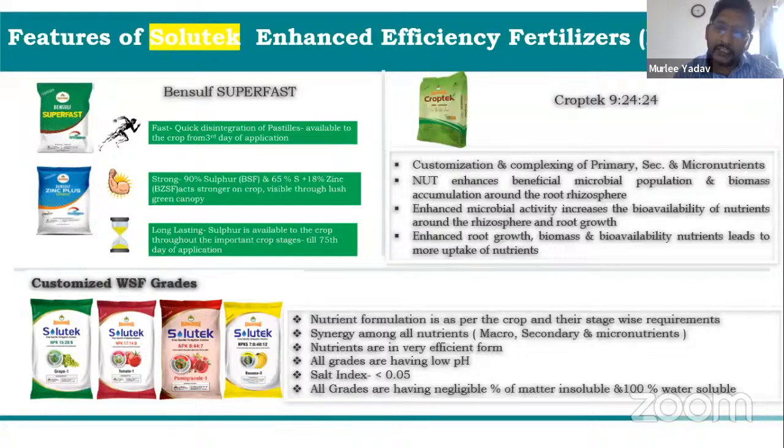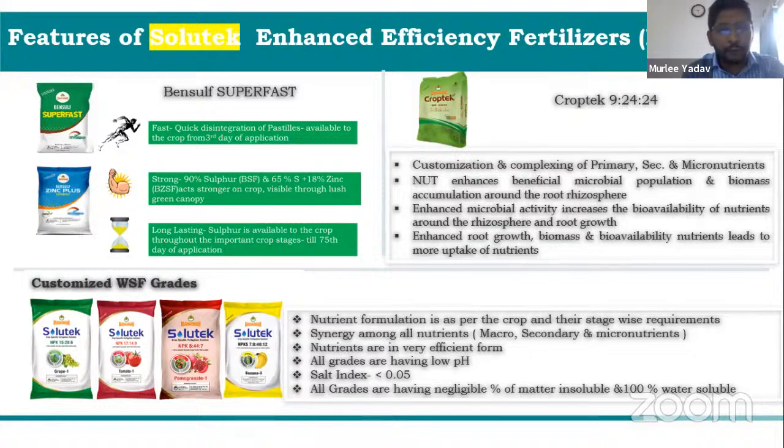Croptech, I already said, has 8 nutrients in a defined ratio, and all nutrients are in complex form. And other than that, we have used the nutrient unlock technology. Due to that, its efficiency is much higher in comparison to others. And this type of complex 8-nutrient fertilizer is not in the market. So we are the first company who has developed this type of fertilizer.